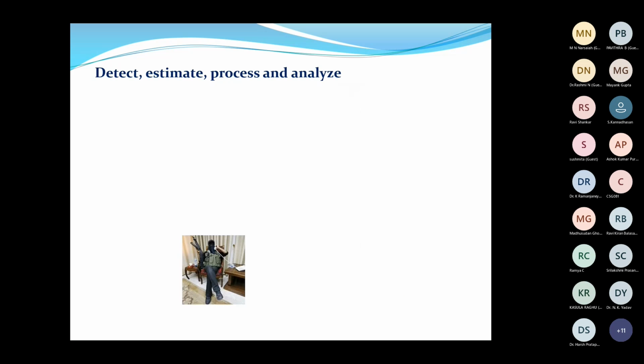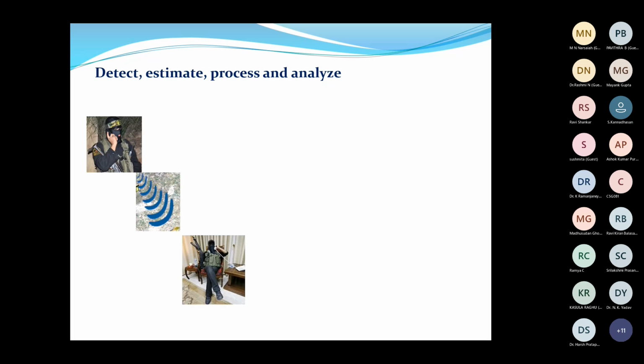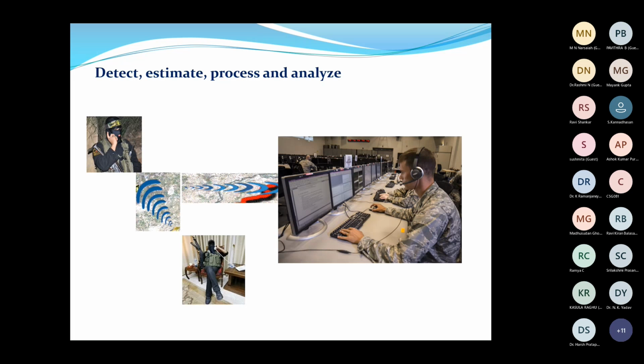The demand, in short, is that the system has to detect, estimate, process, and analyze any sort of enemy or adversary communication, so that it can accumulate the intelligence, and based on that, the intelligence agencies can take action much in advance. The prior information can be strategic in nature, on which the forces or the different law enforcement agencies can take action.